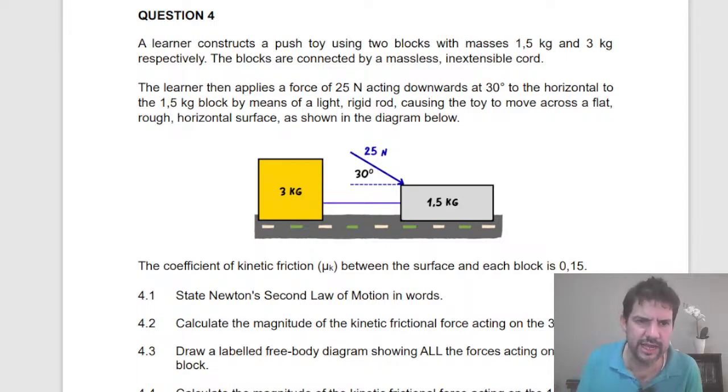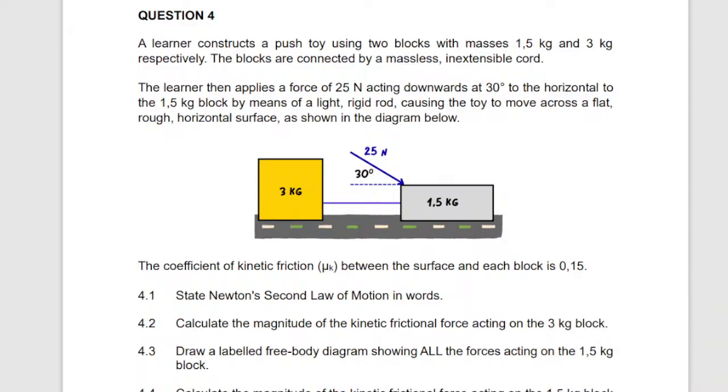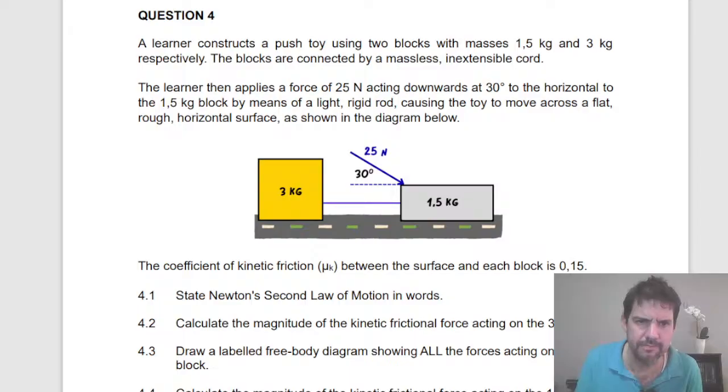The next question says calculate the magnitude of the kinetic frictional force acting on the 3 kilogram block. If we're going to work for the 3 kilogram block, first, let's do the free body diagram. They don't ask us to draw it.